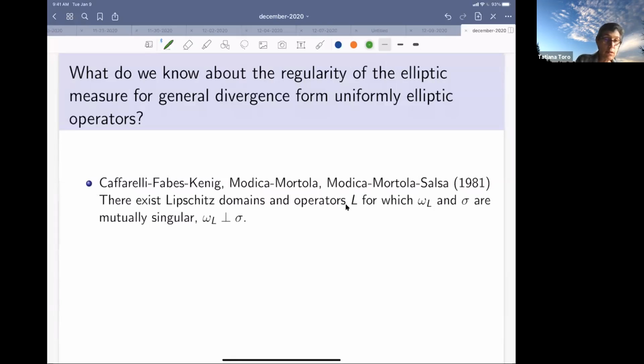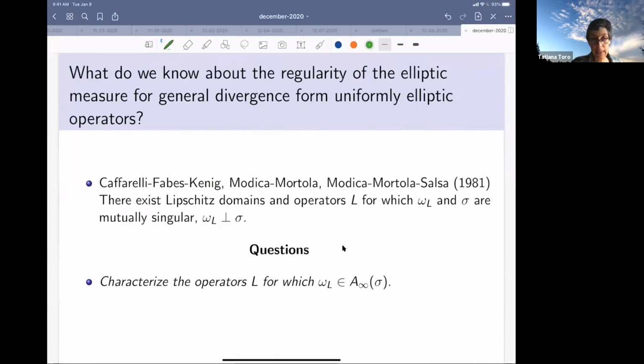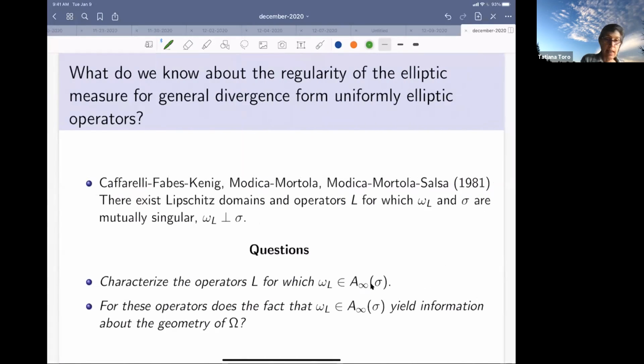So the first question, once you want your dreams destroyed, you start wondering, okay, well, is there a way that I can characterize the operators L for which omega L is an A infinity weight? So that was the initial question. And then in recent years, we've started thinking about, for those operators for which omega L is an A infinity weight, does that give us any sort of information about the geometry of the domain?